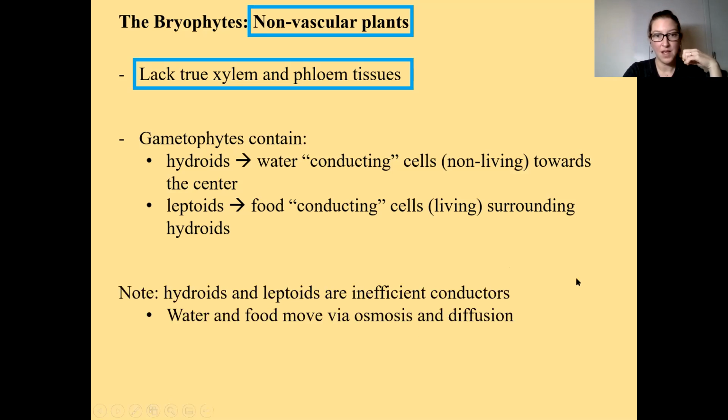Okay. But the main takeaway of this is that these are non-vascular plants. And yes, they do have these cell types, but these cell types are not efficient conductors, right? They are bad at moving stuff around. So most of the way that water and food moves around inside of the bryophytes, or the non-vascular plants, is via these processes of osmosis and diffusion. That's the primary way that things are able to move.